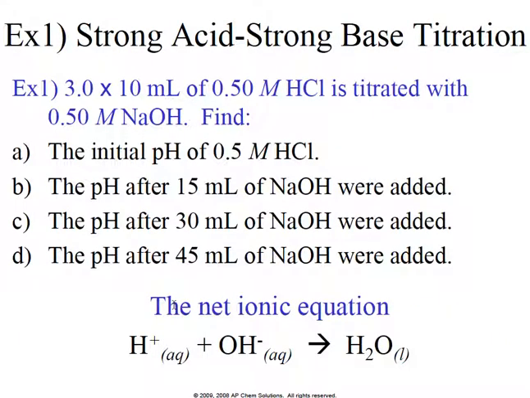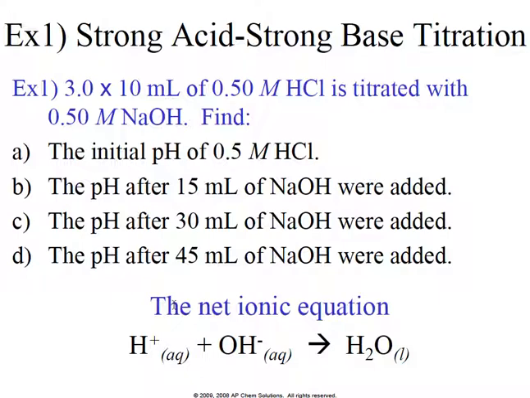If you look at this, it says that 30 milliliters of 0.5 molar HCl is titrated with 0.5 molar NaOH. Notice that we know how much HCl we have, and we know the molarity of that HCl. We know the molarity of the NaOH, but we don't know how much of the NaOH we have. So by doing this, we can know how much.